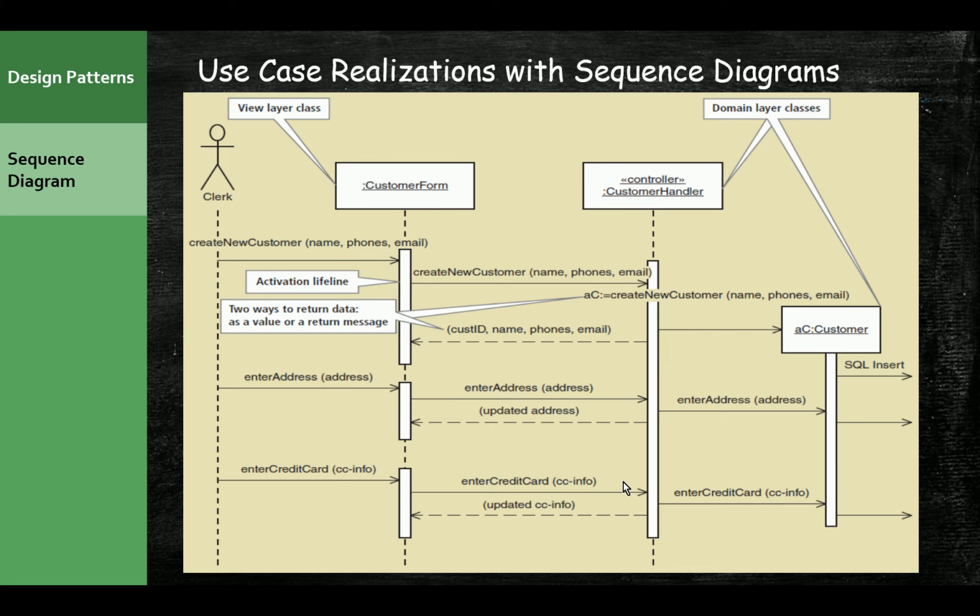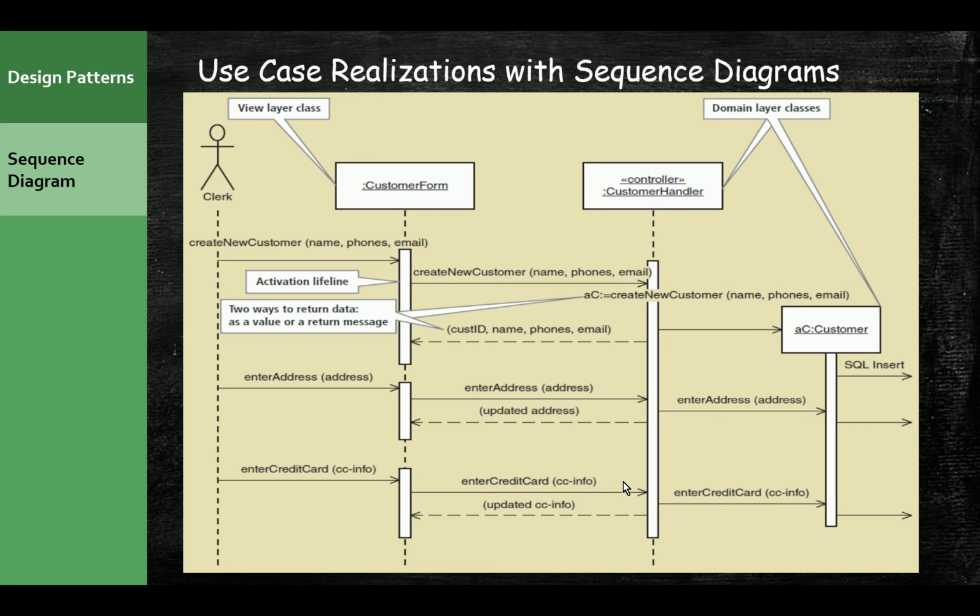Also, something else to notice is we talked about stereotypes before, so we can see it in action here. The customer handler has a stereotype of controller because this is a controller class. In a sequence diagram, it's typical to think of each of those class names as instances of a class, or instance objects. So that's an actual customer form. We have a customer handler, and we have an instance of the customer, and we can think of it that way.